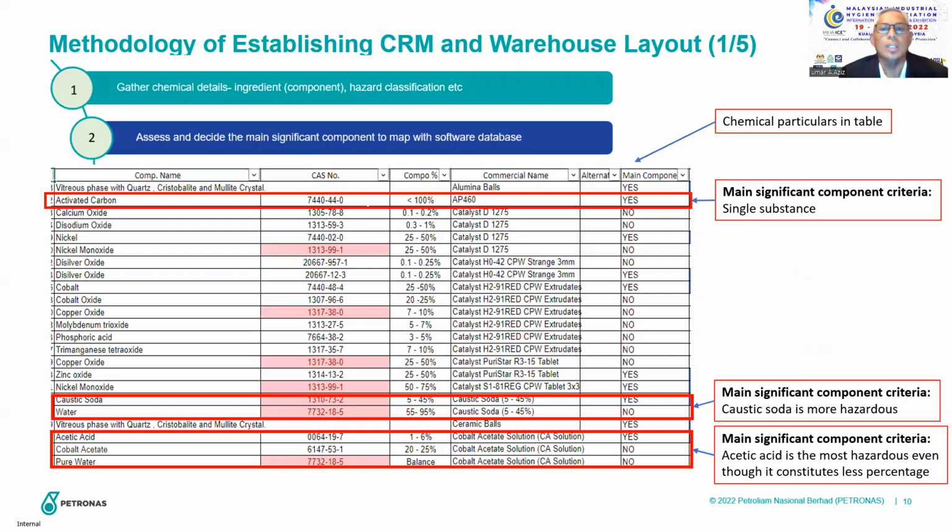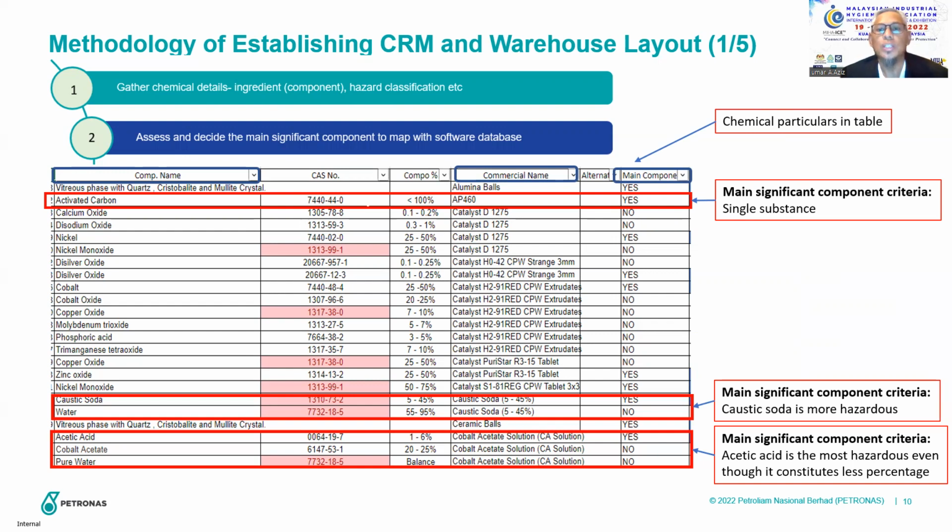In detail, gathering chemical details means we list all the chemicals using the commercial names, and then from that commercial name, each chemical is broken down into its ingredients or components. After we identify all the components, we have to decide the main component of that particular chemical following the criteria that we have selected.